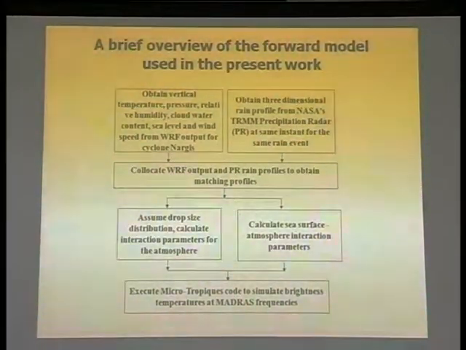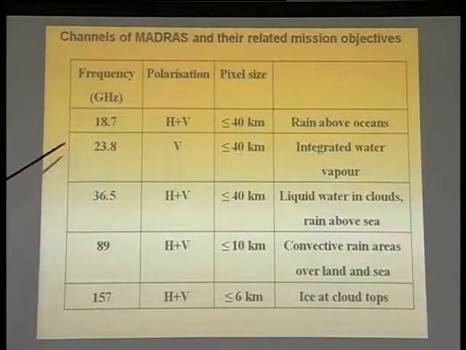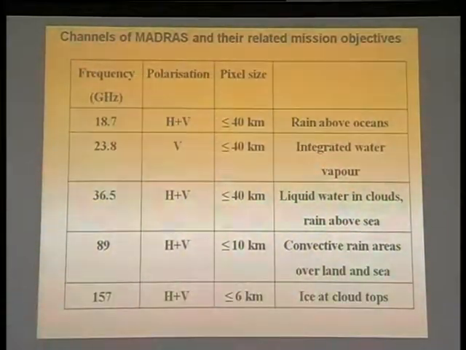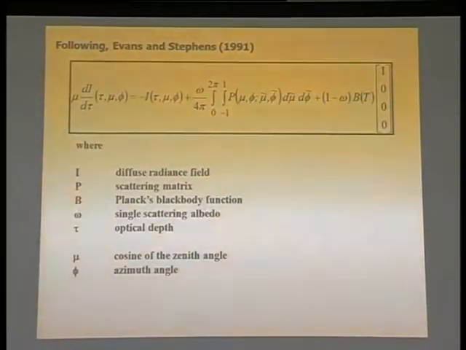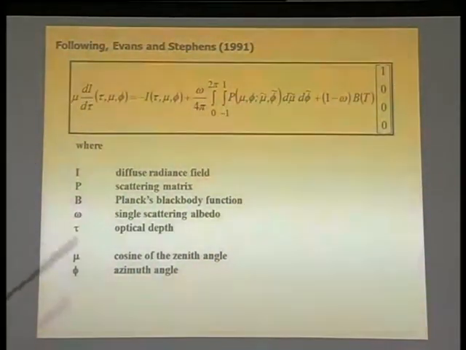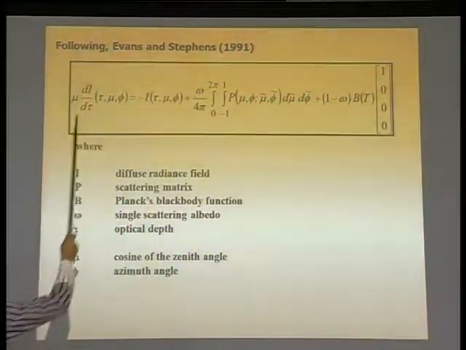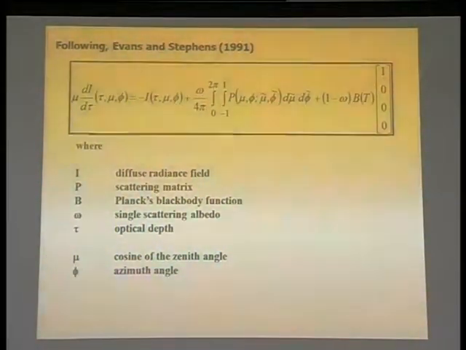With this, you can simulate the microwave brightness temperatures at the frequencies of interest for any satellite. And this is basically the radiative transfer equation. You've got integral terms on one side and differential terms on the other side. So it's an integro-differential equation.